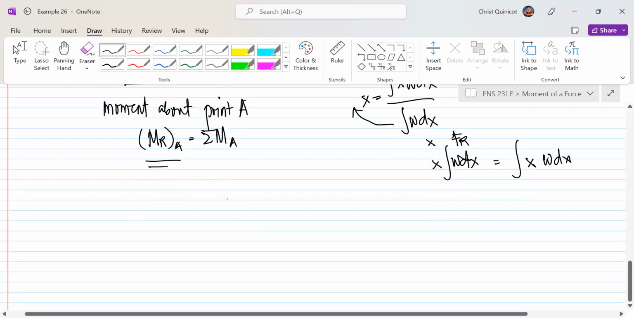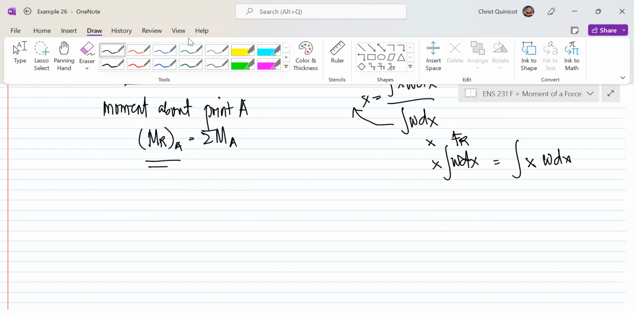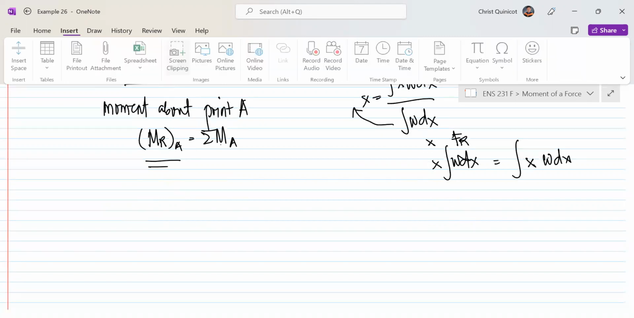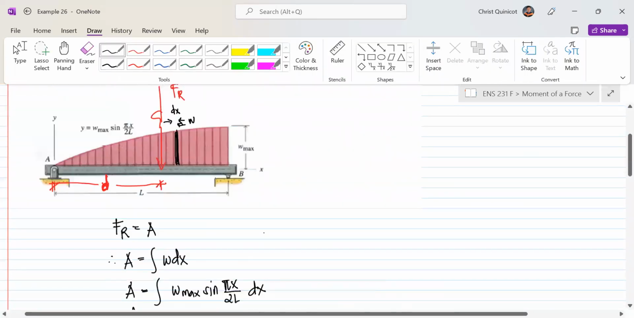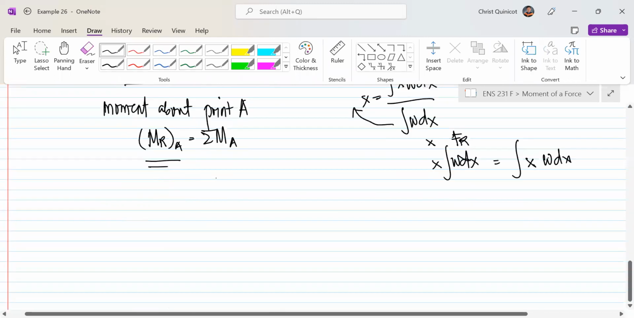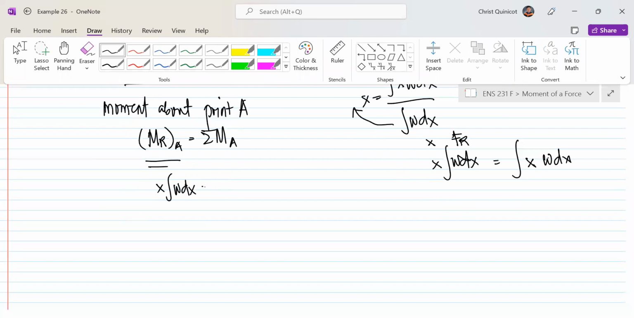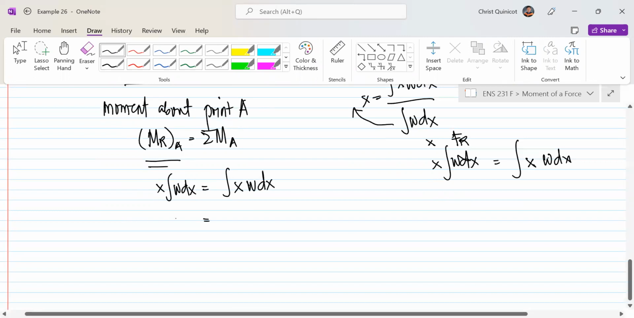So in order for us, therefore, what we can use is, we can take a moment. So, what moments can we consider? We will do x times w dx is equal to the integral of x w dx. So this is x bar times F sub R, right?